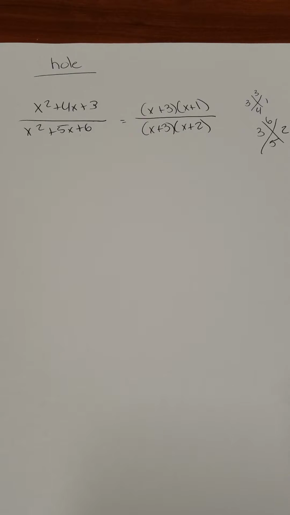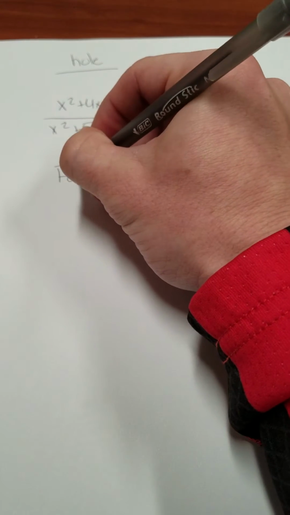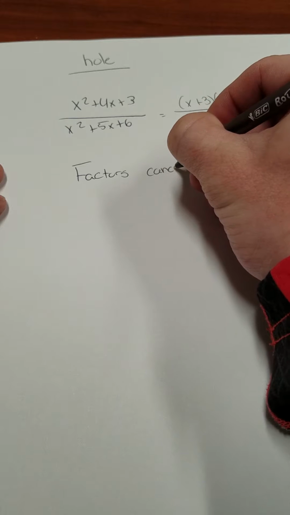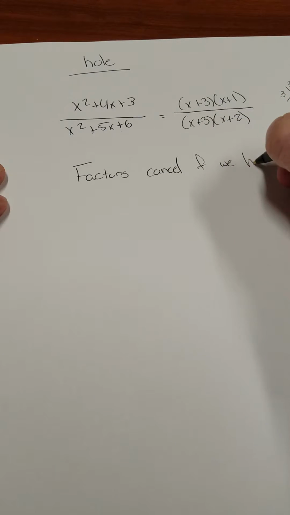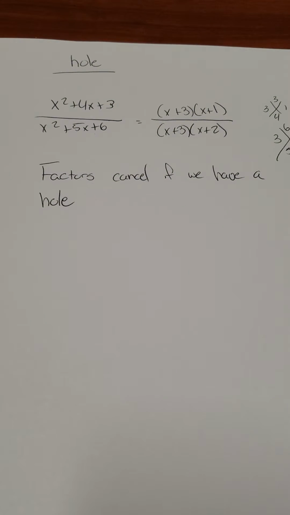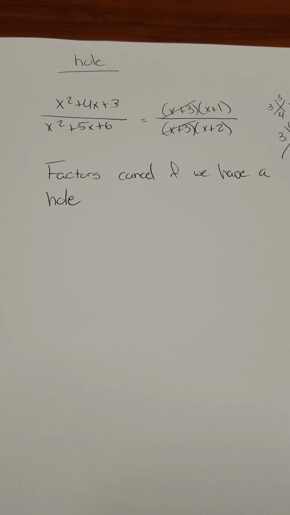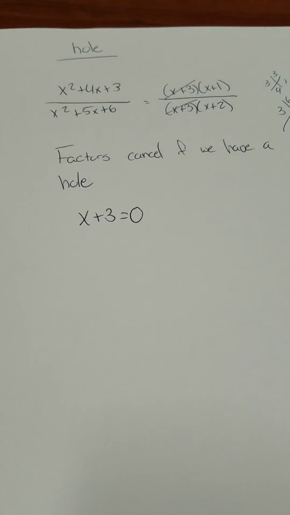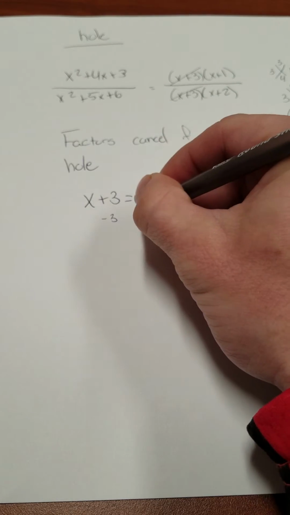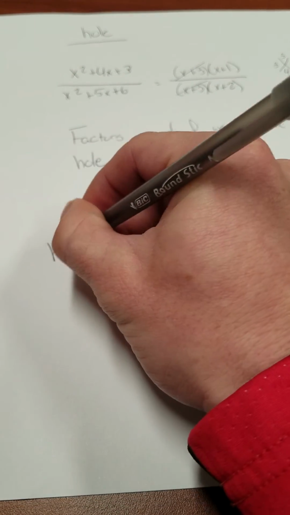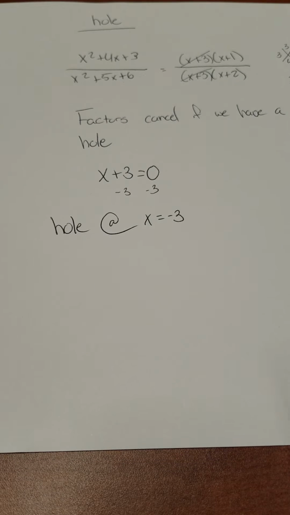Now, the way that we identify a hole: a hole is where factors cancel. And you can look at this problem and say, well, they cancel right there. The x plus 3 cancels. So to find the hole, we take the factor that canceled, x plus 3, set it equal to 0, and solve it. Subtract 3, x equals negative 3. So there is a hole in our graph at x equals negative 3.